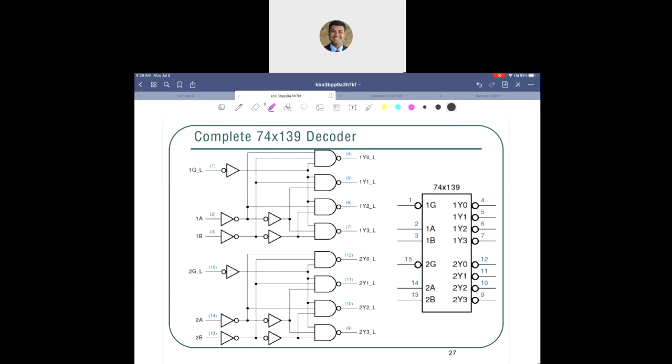This is the diagram for the complete 74139 chip. The X in the middle refers to the technology that was used to design that. So 74LS139, for example. So don't get thrown off by that X. X just refers to the technology that was used to design that IC. 74 and 139 are the numbers themselves indicate that it is a 2 to 4 decoder, and there are two of them.